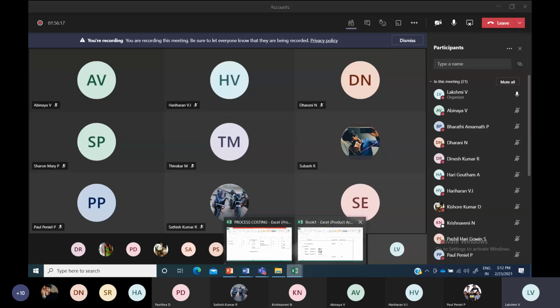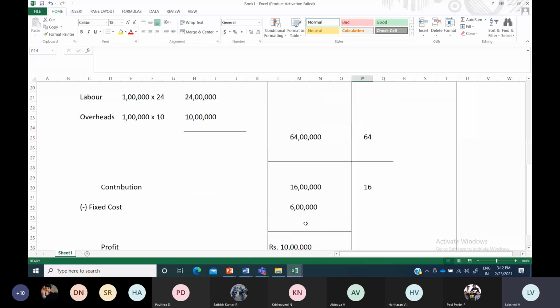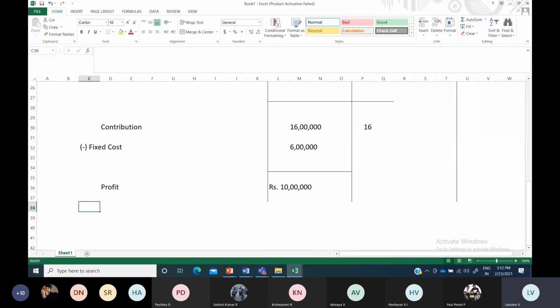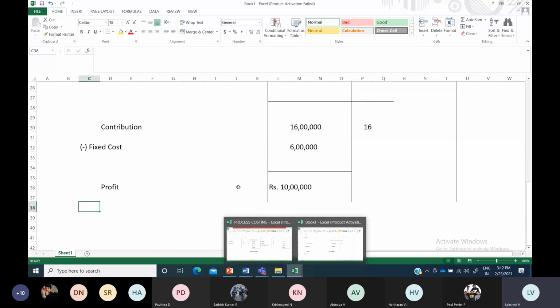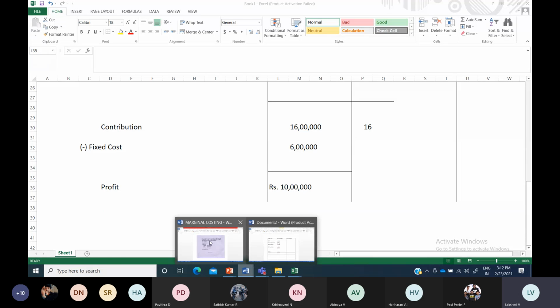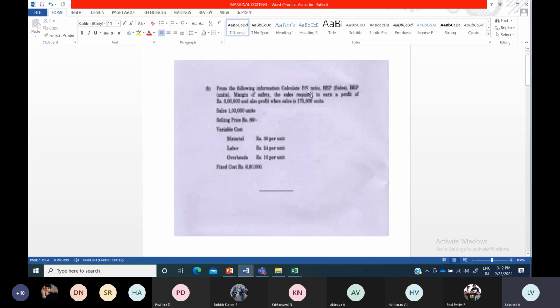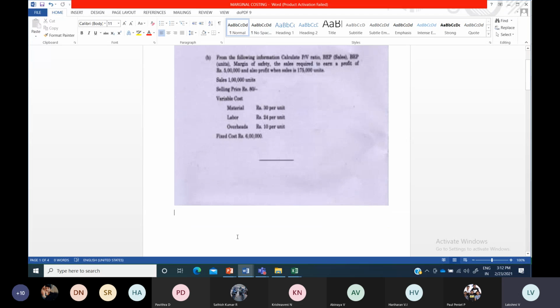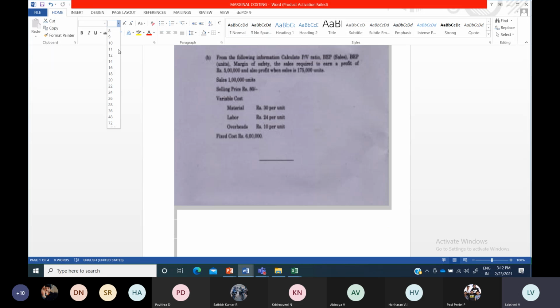So till this we have to calculate and keep. We have to prepare the statement and keep. Now whatever they ask you after that, you have to calculate accordingly. Okay. So first thing, if you see, profit volume ratio, PV ratio they have asked you. So what is the formula? Immediately your mind should get stuck with that. So profit volume ratio.